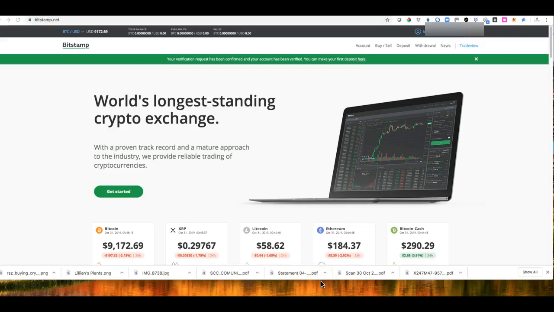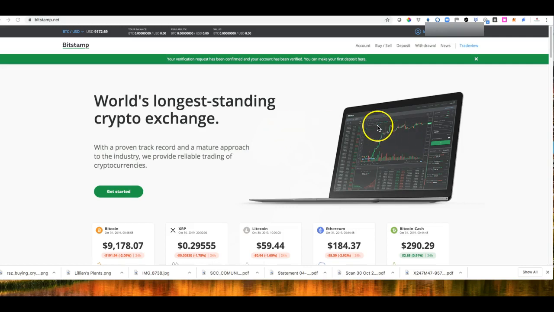Hi guys, my Bitstamp account has now been verified. I'm actually surprised. It took only maybe 25 minutes to get verified, so it's pretty good. I like it. Even though you saw that the verification process took a little while, it was worthwhile. I got verified very quickly.